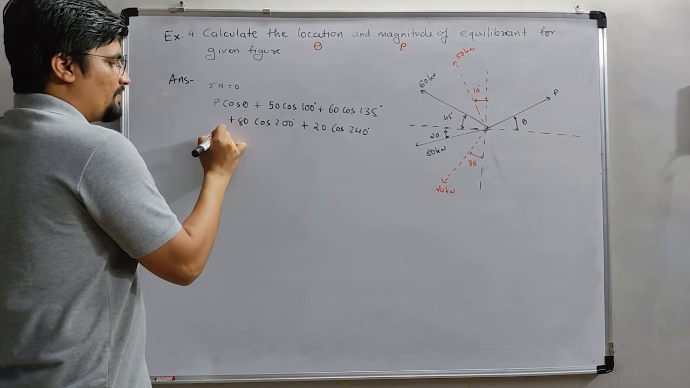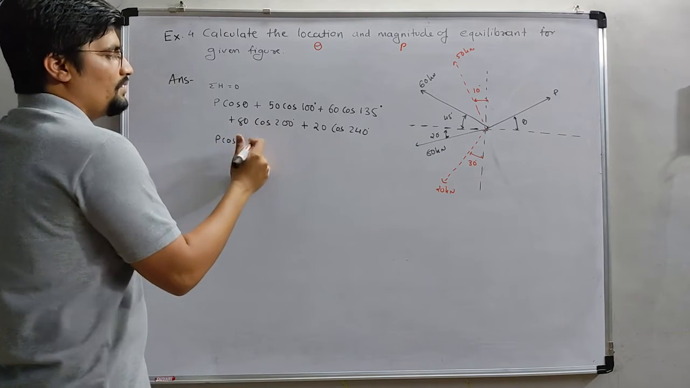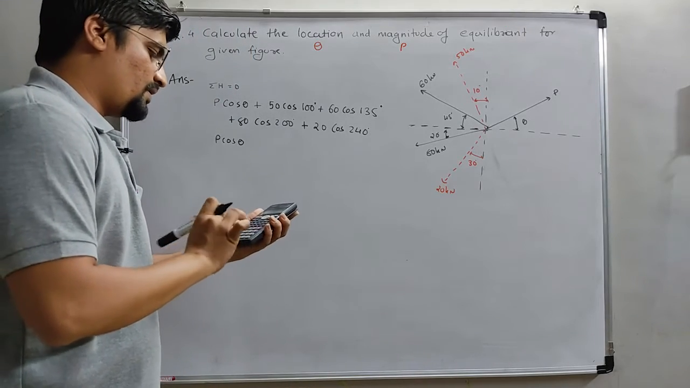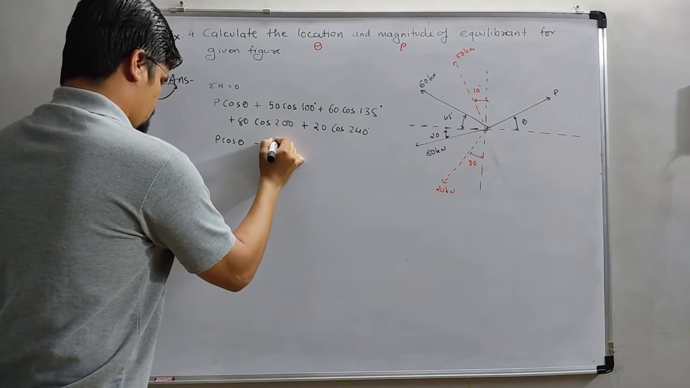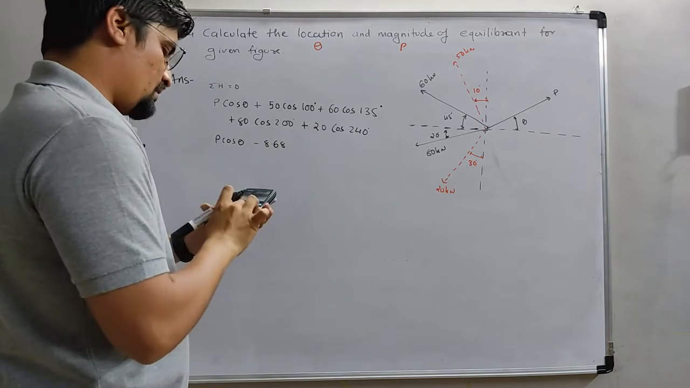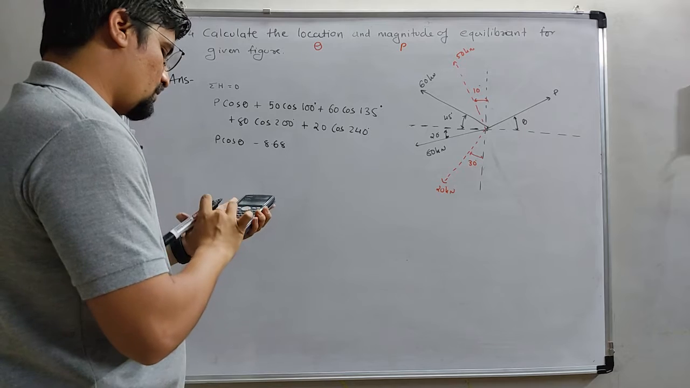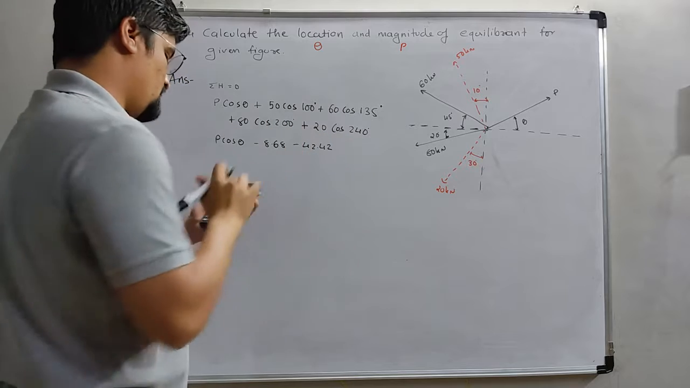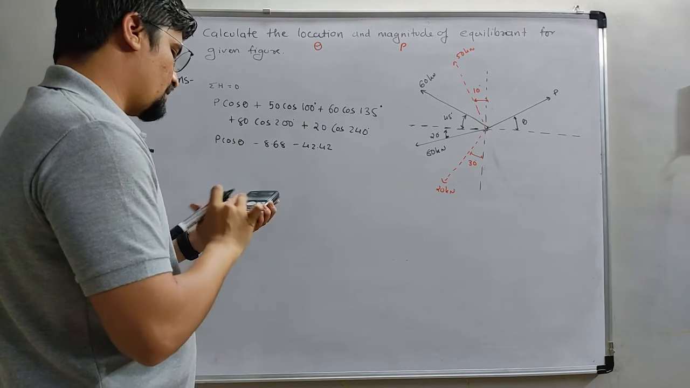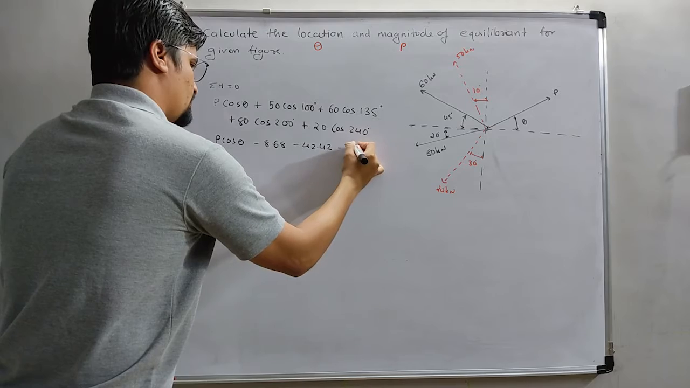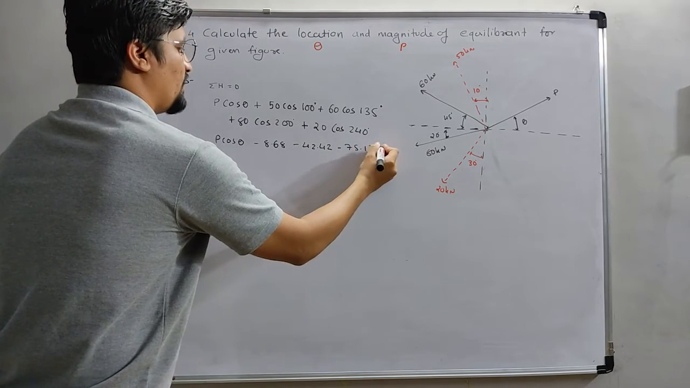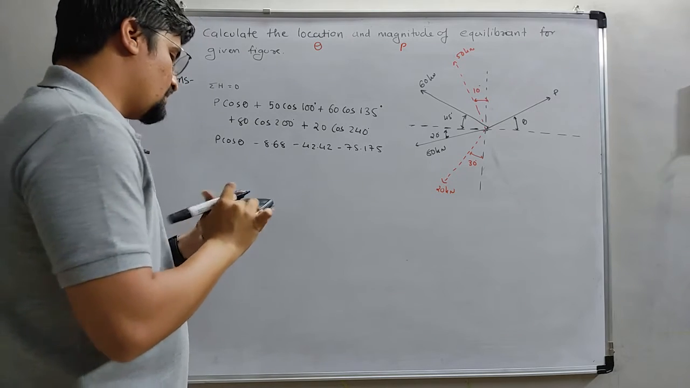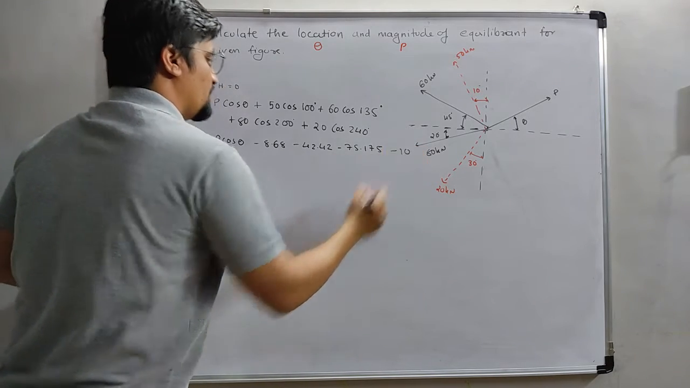So the answer will be P cos theta. Now solve. Cos 100 into 50 means minus 8.68. 60 cos 135 means minus 42.42. 80 cos 200 means minus 75.175. All are coming in minus. 20 cos 240 means minus 10, this also coming in minus.